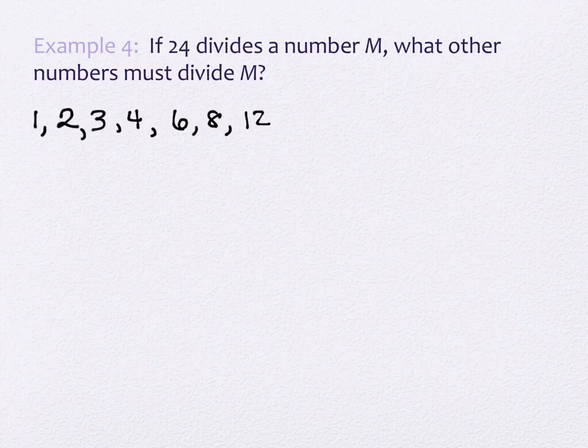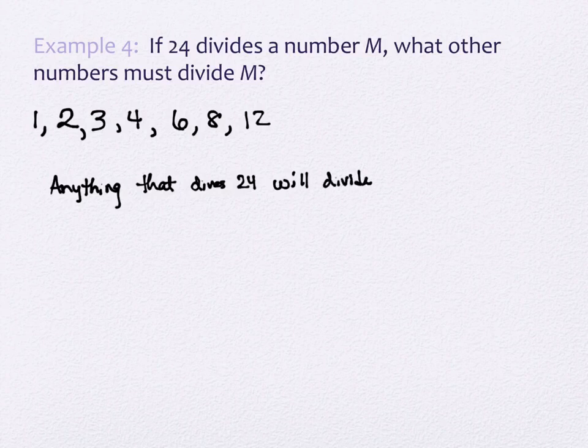What were you doing when you came up with this list? You were multiplying what? Those numbers. I was trying to figure out what goes in. Okay, so you were actually looking at numbers that divide 24, right? Yeah. So in general, anything that divides 24 will divide m. And so we just need to get a list of numbers that divide 24.